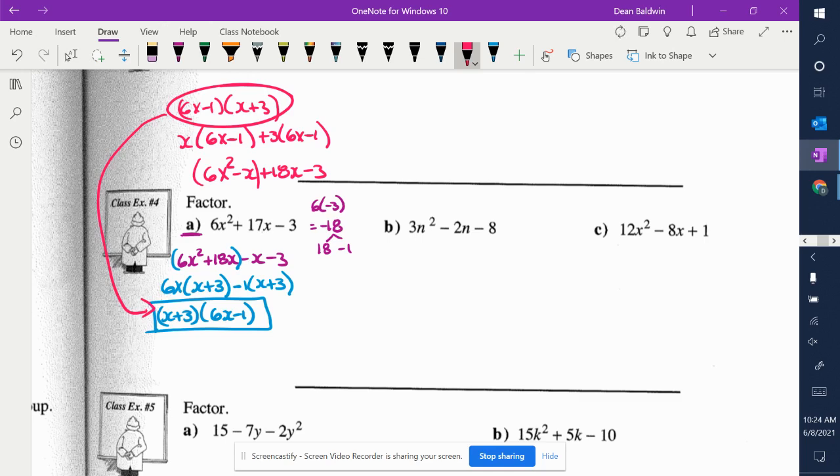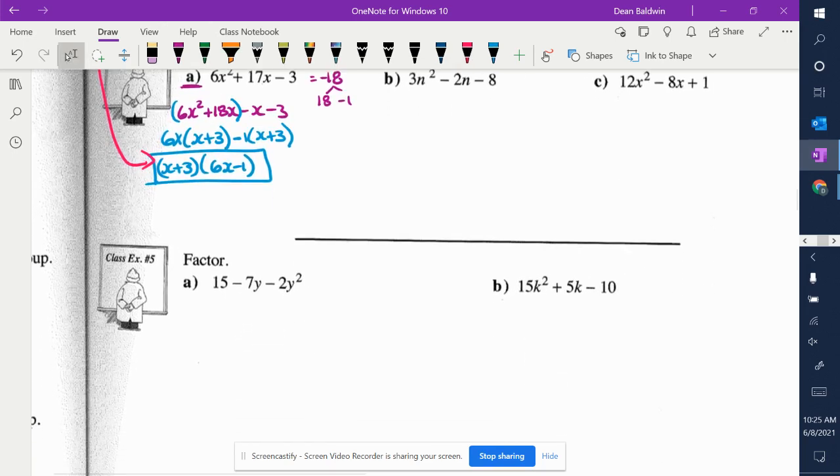So it doesn't matter how you order the middle bit. I did 18 and then the minus x, and it went this way. But I could have done negative x plus 18, gone that way. I get the same thing. It doesn't matter. All right. Let's do one more and then I'll give you some practice because this is really just about practice.